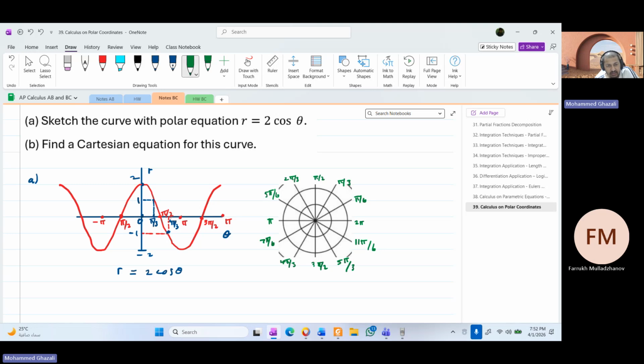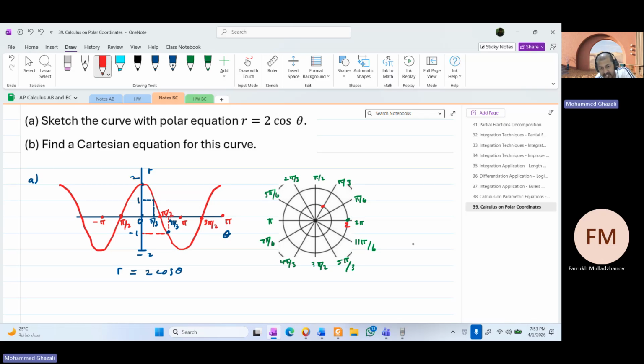So when theta is 0, what's the value of r? 2. When theta is 0, the value of r is 2. So there's my first point. Are we good? So this is 1, and this is the unit circle. This is 2, radius 2. When theta is pi by 3, it is 1, right? When theta is pi by 3, it is 1. So 1 goes there.